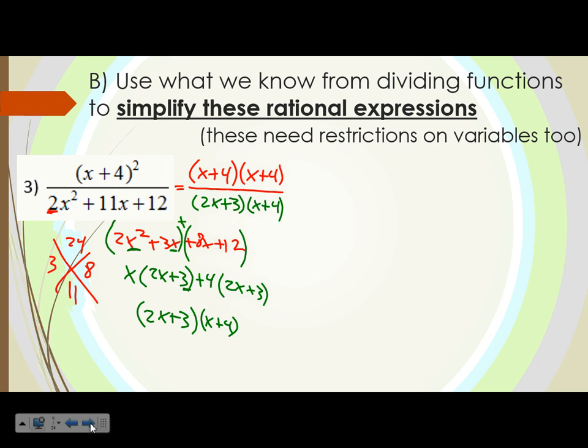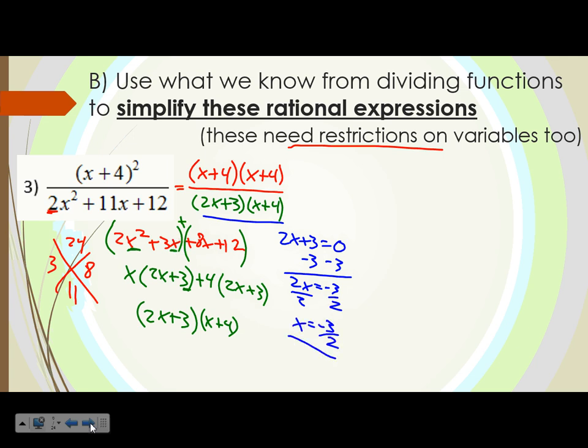And again, this is where we still need to look at the restrictions on the variables. We still need to look at excluded values. So what makes this denominator 0? This is a good time to do it. You want to do it before you cancel things. So let's see, we have 2x plus 3. If you don't know what makes this equal to 0, put it equal to 0 and solve. 2x is equal to negative 3. Divide by 2, x is equal to negative 3 over 2.